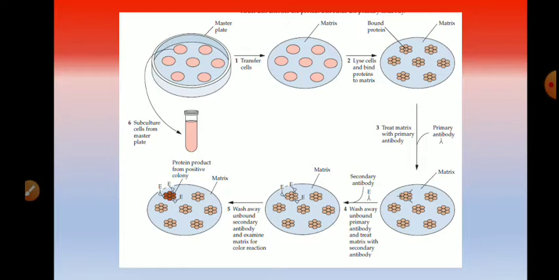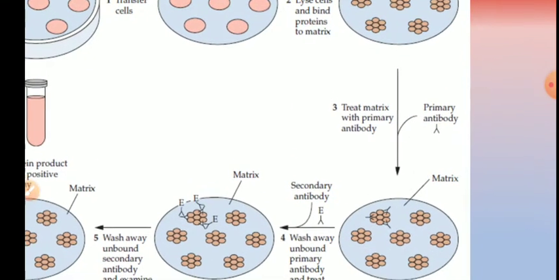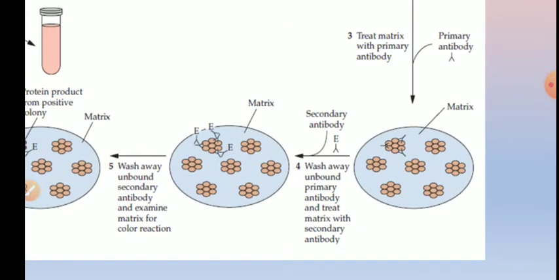They are allowed to grow, and then the colonies on the nitrocellulose membrane are exposed to chloroform vapors so that the bacterial cells get lysed and proteins are extracted out. So you can see here bound proteins, which are bound to the matrix. Then you have to incubate this nitrocellulose membrane with primary antibodies. So treat the matrix with primary antibodies.